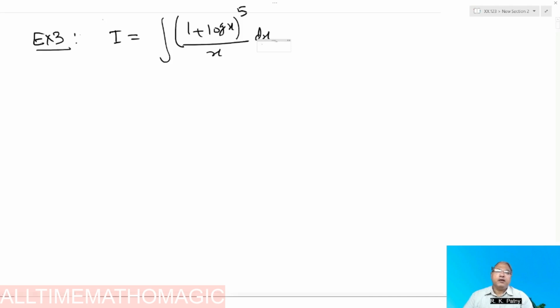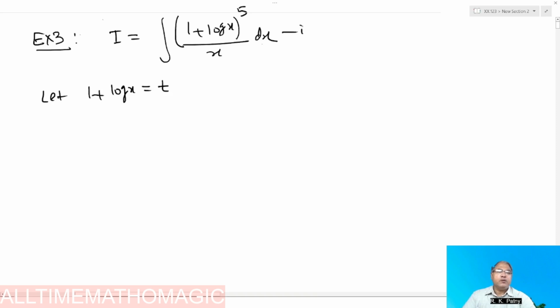Example 3. Integration of 1 plus log x whole raised to 5 upon x with respect to x. We have to find the integration of this. And what is the substitution? There are two parts, one is the numerator, another is the denominator. Of course, the derivative of x is not going to be log x, but the derivative of log x is going to be 1 upon x. Therefore, let 1 plus log x equals t. We have made the substitution.